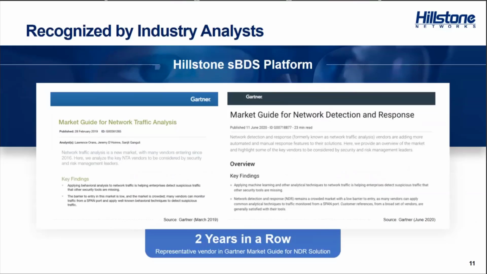So here is Gartner's market research paper. The left side is, I think, 2019, and the right-hand side is this year, June 2020. Gartner started to publish the research paper last year, and this is the second time. So we are on Gartner's recommended vendor list 2 years in a row. So this is a great recognition of our product and technology.